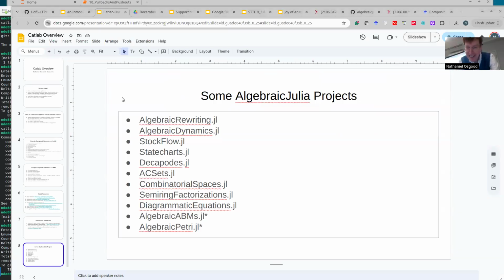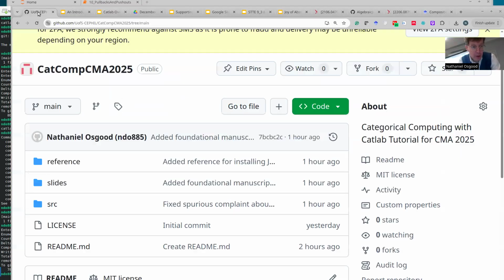And we will now go over to some of our example code. So first, I want to draw your attention to the GitHub for this, again at github.com/ufs-ceil/catcom CMA 2025. Xiaoyan can help anyone reach that. I apologize for the impaired font here. You will find all these resources.